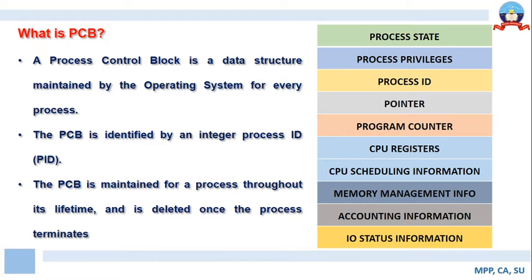So it has process state, process privileges, process ID, pointer, program counter, CPU registers, CPU scheduling information, memory management information, accounting information, and IO status information. Now let us try to understand what all these attributes represent.